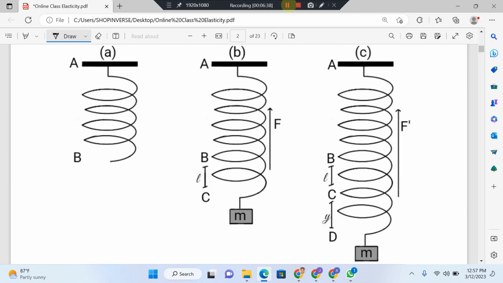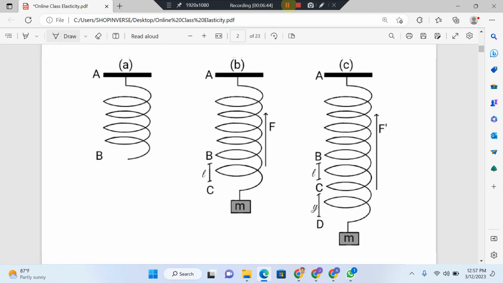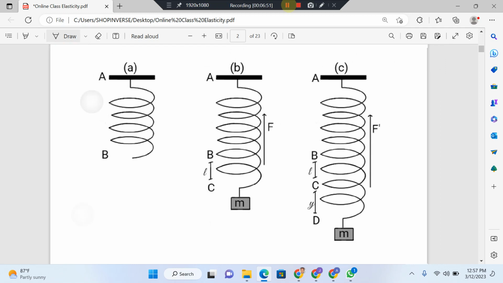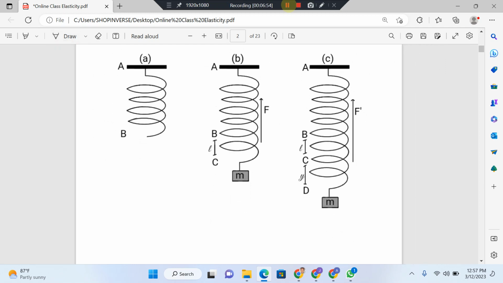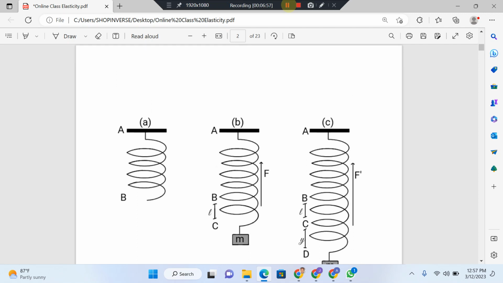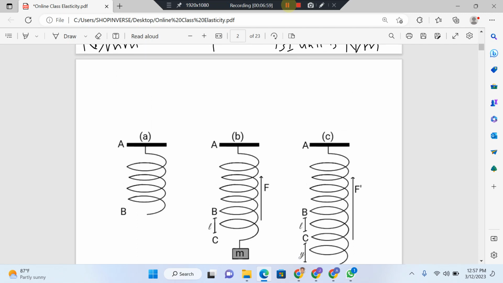So this is what we mean by Hooke's law. According to Hooke's law, if you have a spring that has not been subjected to any force, then the force on this spring is 0 Newton. The force on this spring we call F Newton, while the force on this spring is F prime.